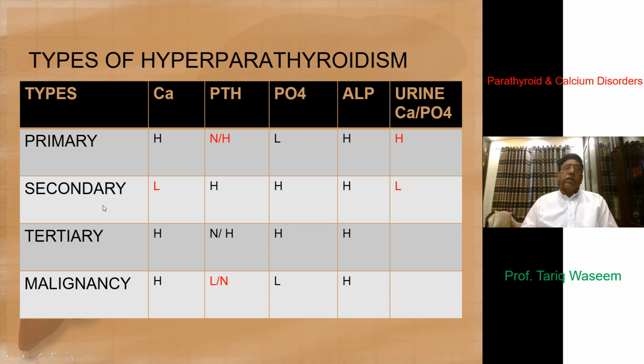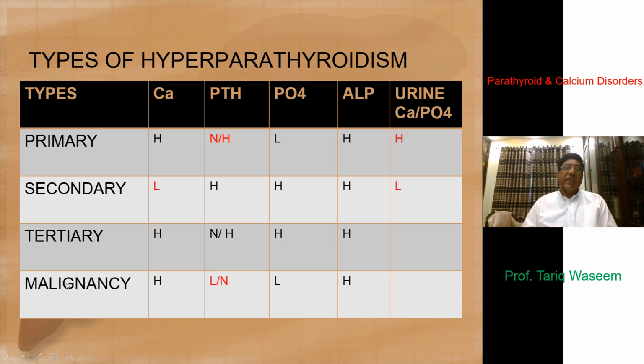Now the same mechanism: it started as a secondary hyperparathyroidism because of a renal cause, but finally the parathormone attains an autonomous increase, or this secondary hyperparathyroidism turns into an adenomatous growth of the parathyroid. Then this is called tertiary hyperparathyroidism, where the calcium tends to be high, parathormone may be normal or high, phosphate is also high, and so is alkaline phosphatase.